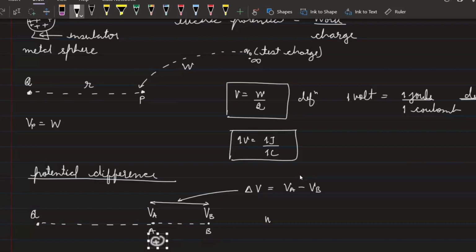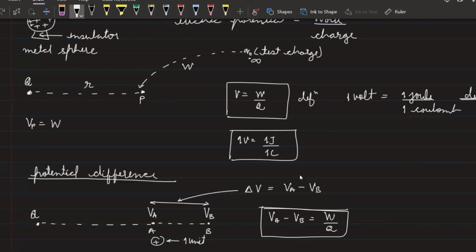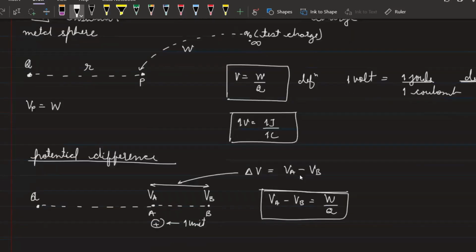Now, this work done is equal to the potential difference if this charge is 1 unit, or a test charge. So therefore, VA minus VB is the work done per unit charge. This is the definition of potential difference. In potential, we are talking about bringing a charge from infinity, and in potential difference, we are talking about bringing it from one point to the other point.